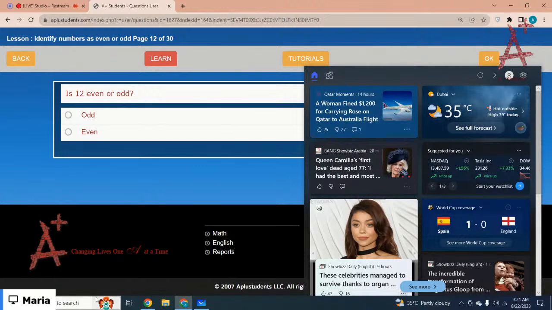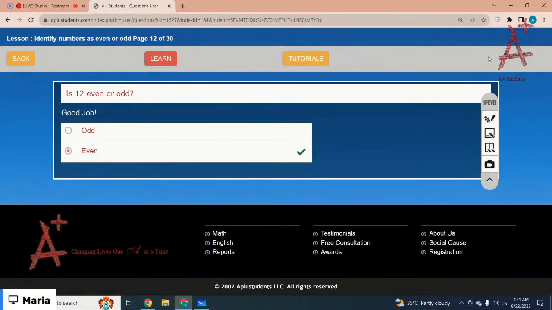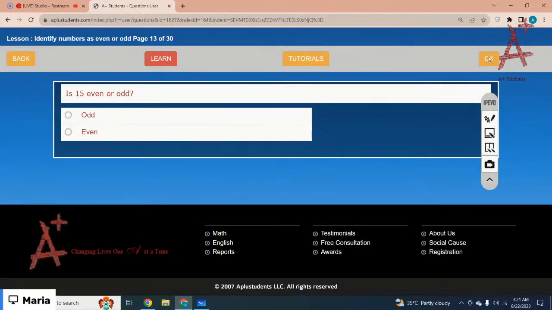Is 12 even or odd? You have 2 at the ones place and 2 is an even number. So 12 is also an even number, right? Okay, you can complete the lesson by yourself later today. Let me just move on to the next lesson. Let's just start with the next lesson.